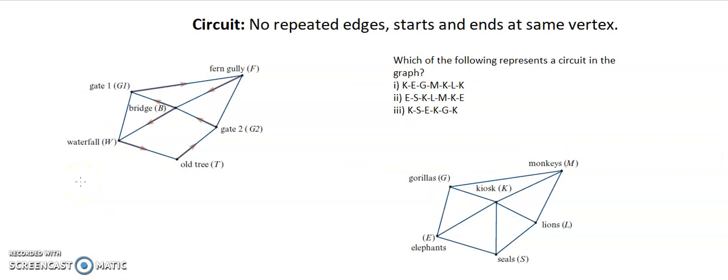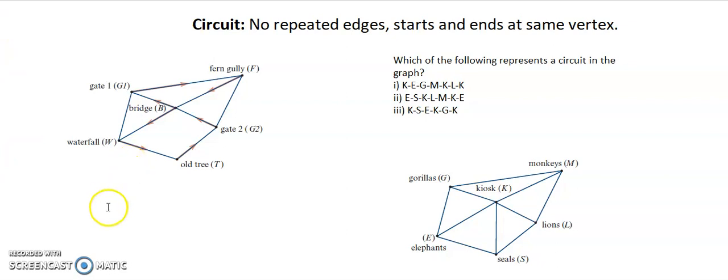A circuit is exactly what the name describes. It has no repeated edges, but it starts and ends at the same point, so it must have the same vertex at the start and finish. So let's have a look at this question right here.